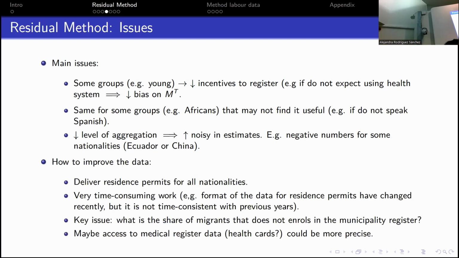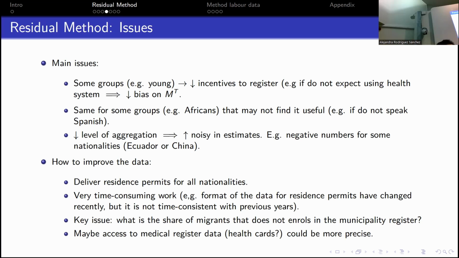How to improve the data? After this workshop, I realized that there are much better ways of estimating irregular migration. But if you find this interesting, how to improve it, I would say there is still a problem with the estimate that is provided. The residence permits are not provided for all nationalities, only for the major groups. So that is a bit annoying. It's very time consuming, as I said. The format is terrible, but that can be solved by just spending more time collecting the data.